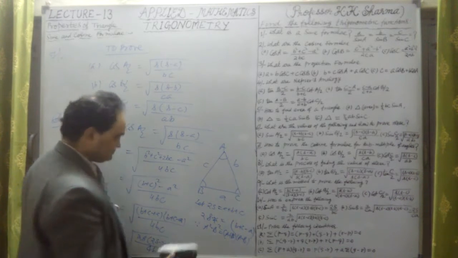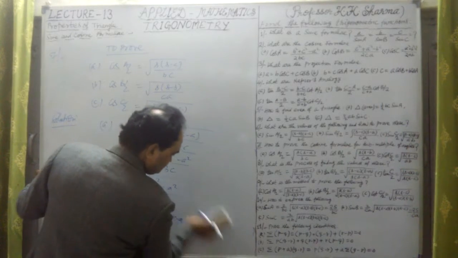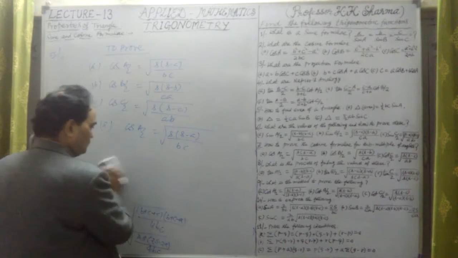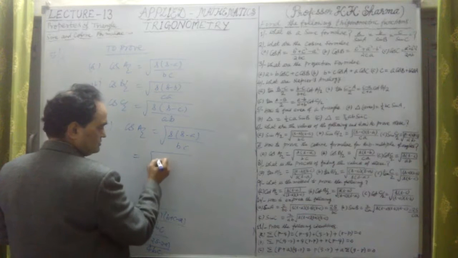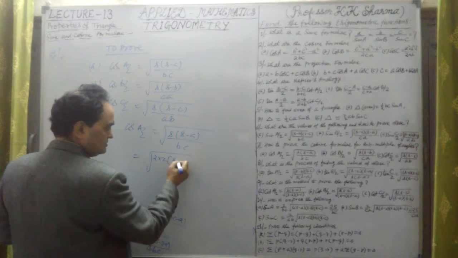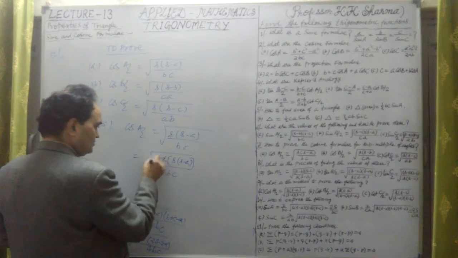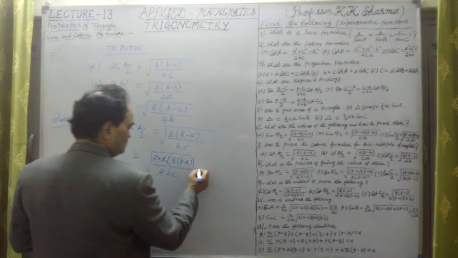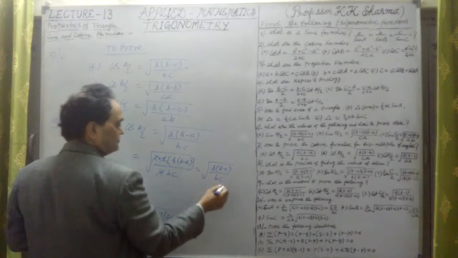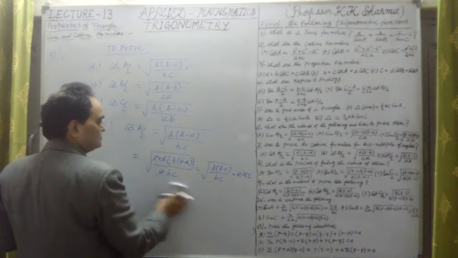Okay, so finally we have obtained the same value as that. Therefore, this value is coming out as twice s, meaning 2 into 2 we have taken common, under the bracket s into (s minus a). But in the 4bc, the 4 will cancel out. So 4 upon 4 is 1, which is giving us s into (s minus a) upon bc. The first formula is proved. Part A is completed.